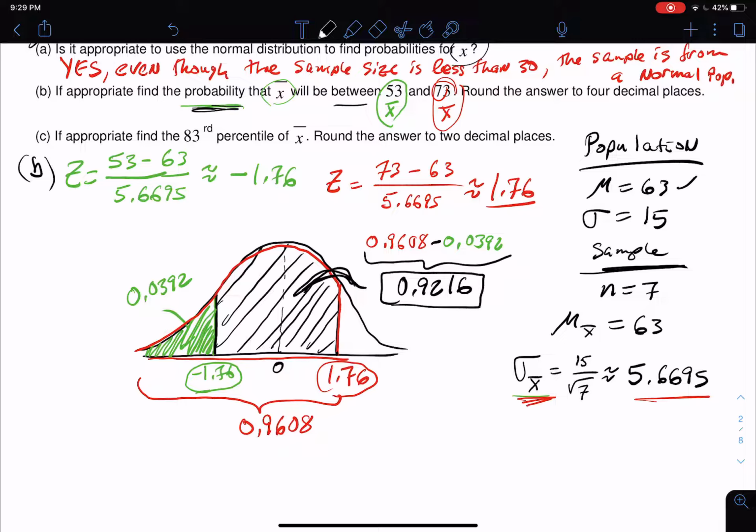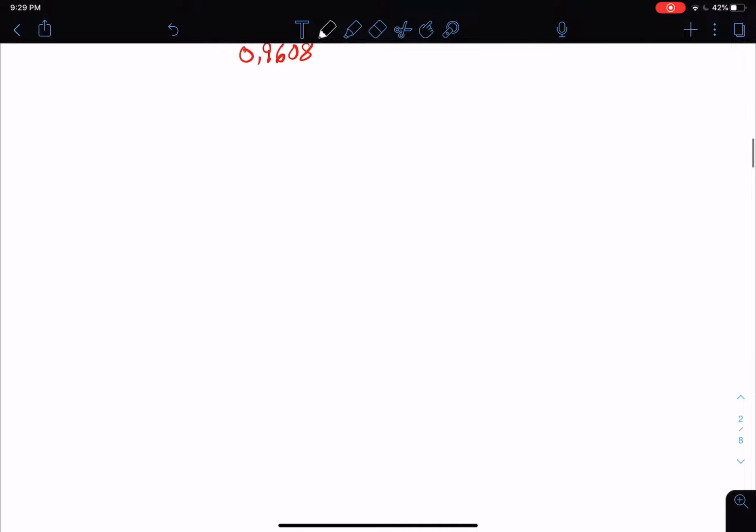the probability that we will get an x bar between 53 and 73. Very high probability, right? You can change that to a percentage. They didn't ask us to, so it's okay to leave it as a decimal, but it's about 92, a little more than 92%. All right, going on to the final stretch.